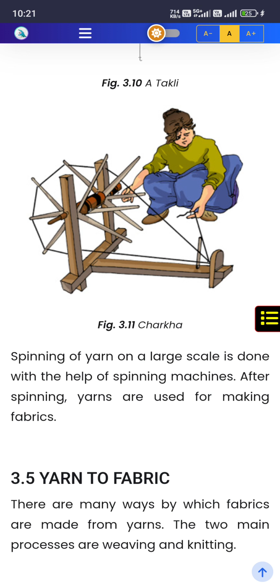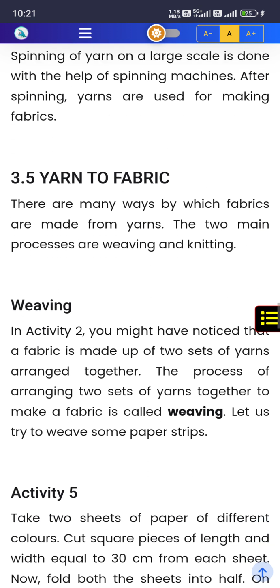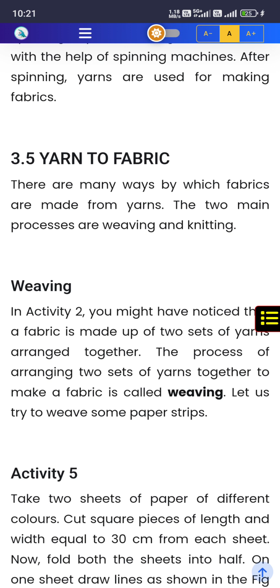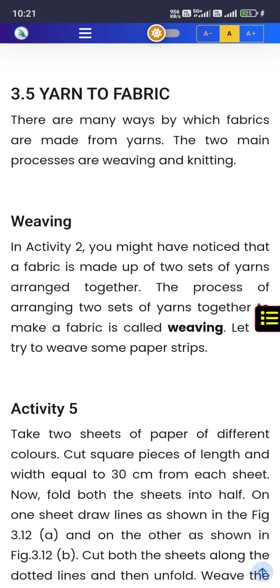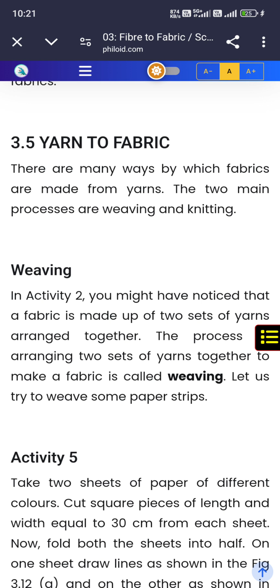So spinning of yarn on a large scale is done with the help of spinning machines. And right now, there are huge machines and fast machines. So the things that humans can do in 100 days, a machine can do in a few hours. And this is the industrial revolution, guys. Next up is 3.5, yarn to fabric. So I told you how yarns are woven. So they're talking about weaving.